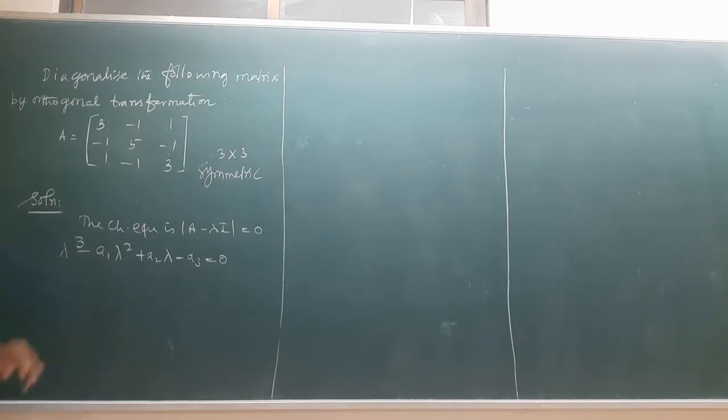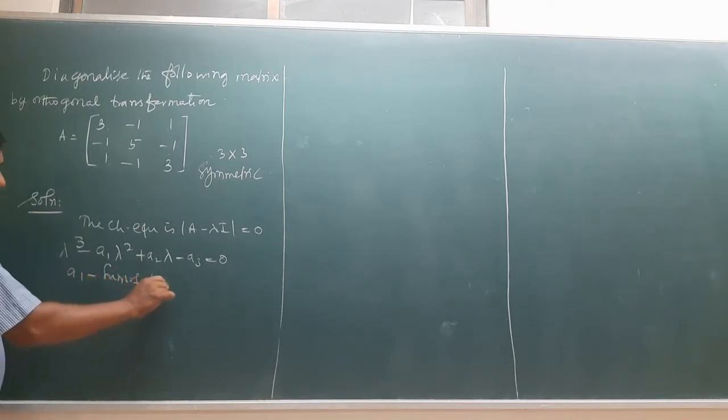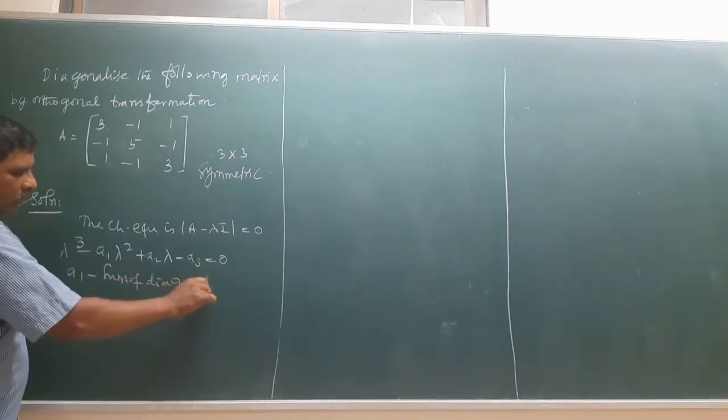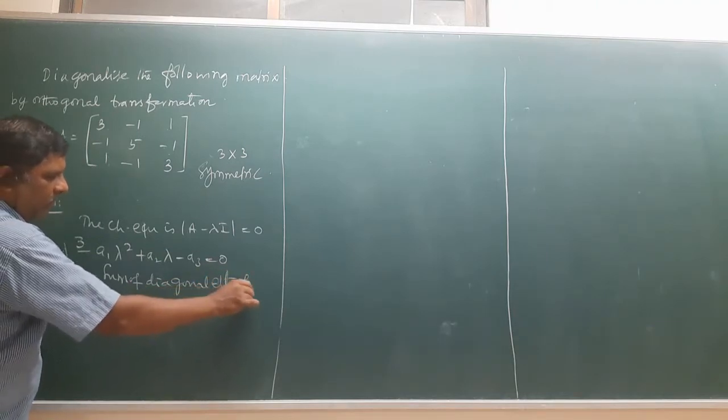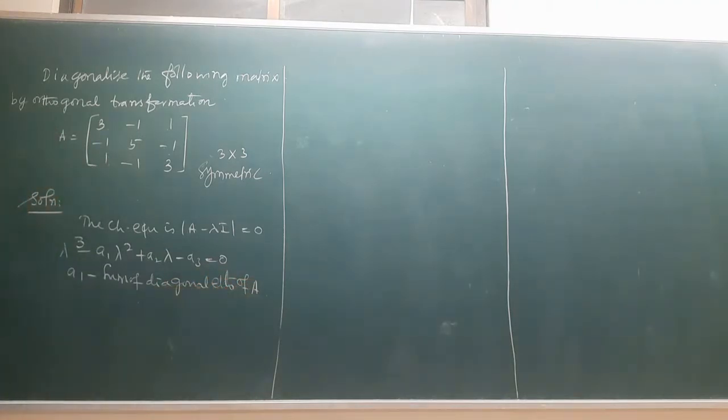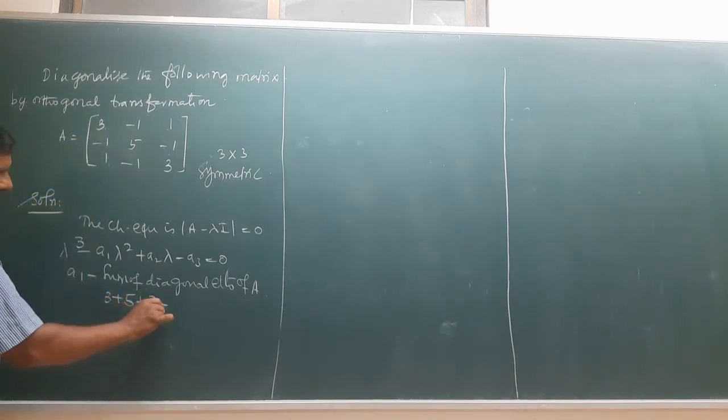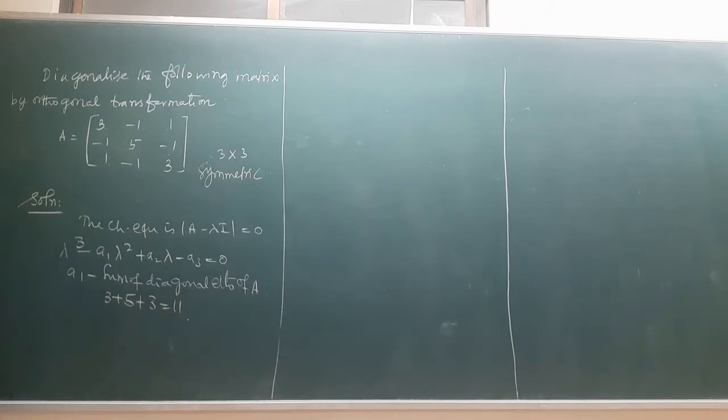Next we have to find the coefficients of this equation. So first we have to find a1. What is a1? Sum of the diagonal elements of A. What is the sum of the diagonal elements of A? 3 plus 5 plus 3, that is 11.